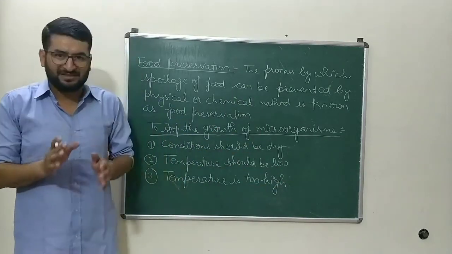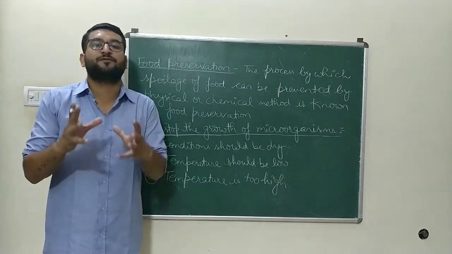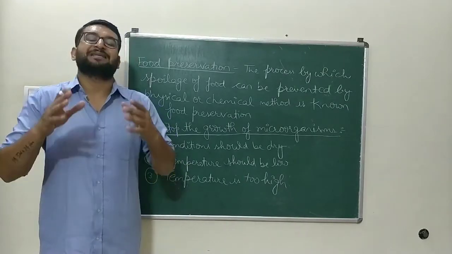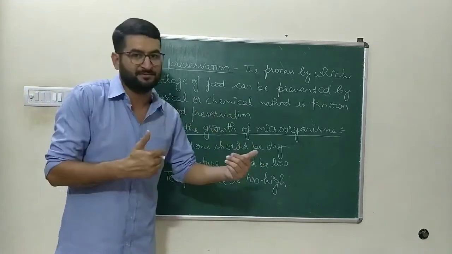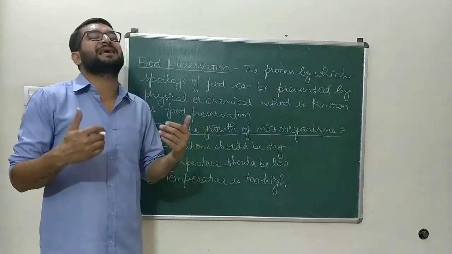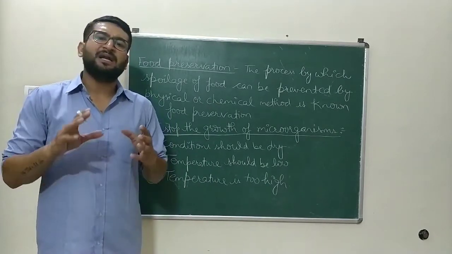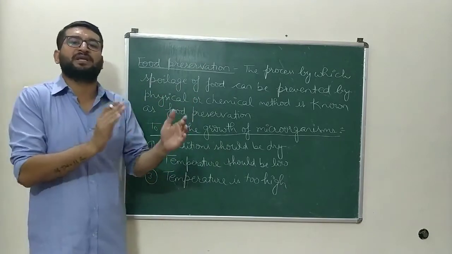The various methods which are used to prevent the spoilage of food are known as food preservation methods. The technique, the process by which spoilage of food is prevented by physical and chemical methods is known as food preservation. There are certain conditions required to stop the growth of microorganisms on the food.